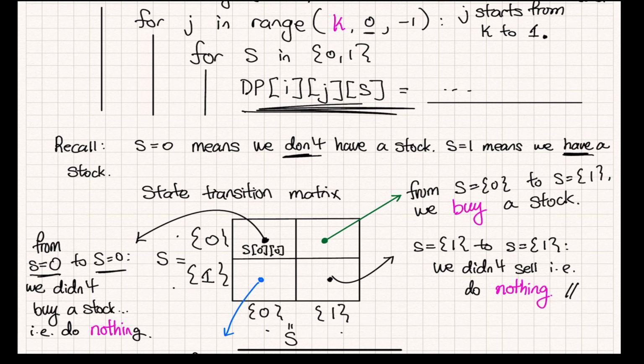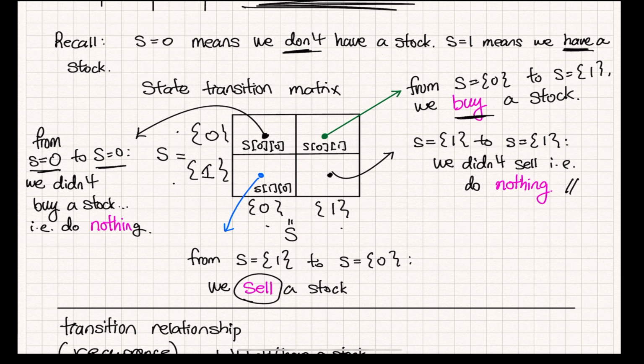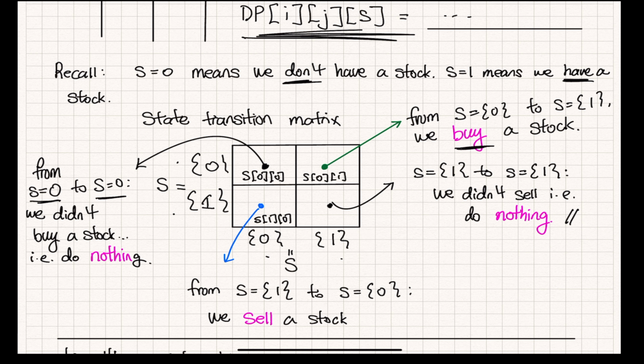For this guy, that would be s of 0, 1. If we are moving from s equals 0 to s equals 1, what does that mean? Initially, we didn't have a stock, but in the end, we had a stock. That means we purchased a stock. So we bought a stock. And for s from 1 to 0, that means we had a stock initially, but in the end, we didn't have a stock. So that means we sold a stock. I think understanding this transition matrix is the key for this kind of problem.